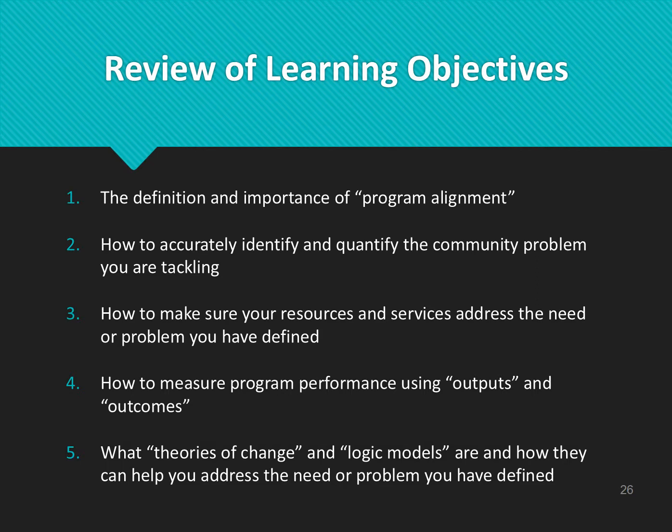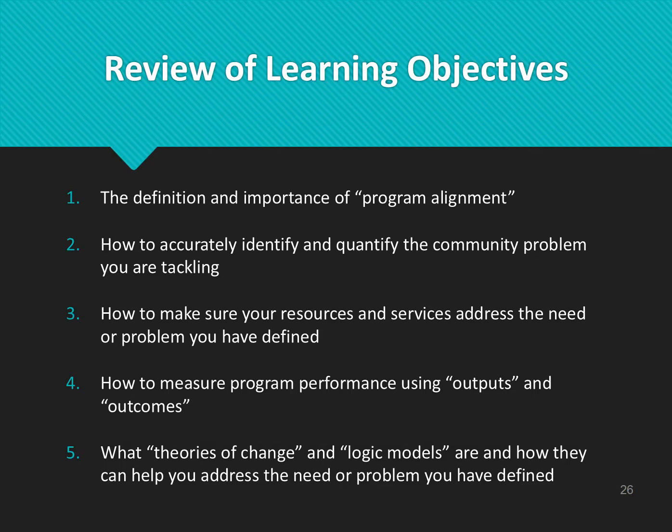Let's review the learning objectives. The definition and importance of program alignment. Program alignment means that you effectively identify community needs and ensure that all aspects of your program align to directly address those needs. How to accurately identify and quantify the scope and nature of the community problem you are tackling.